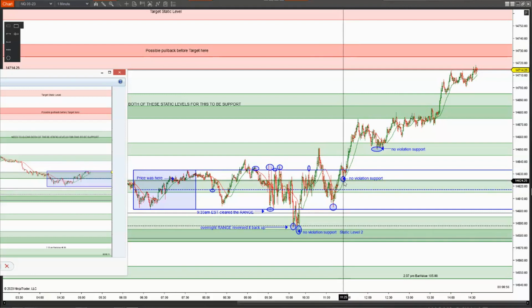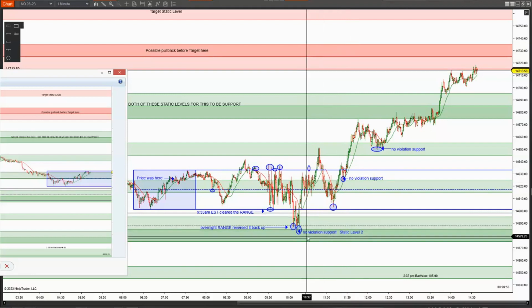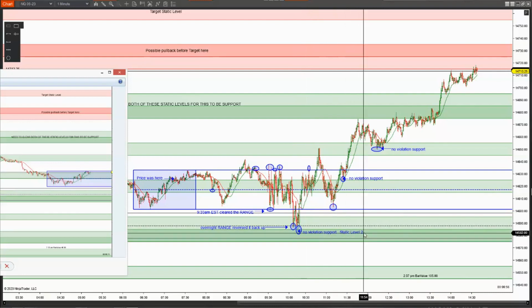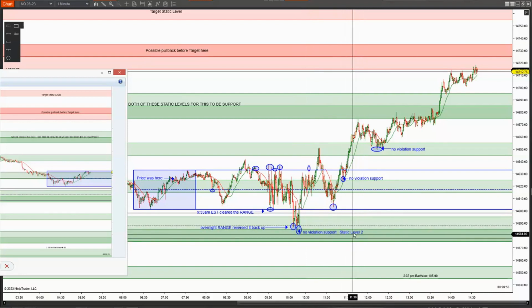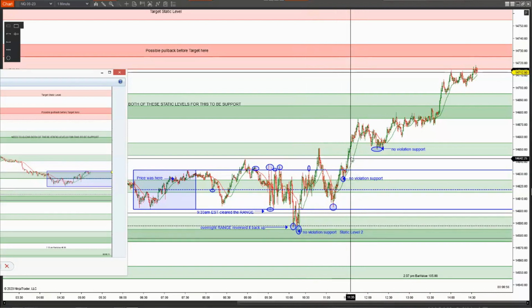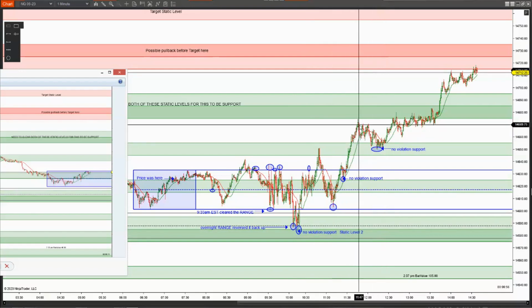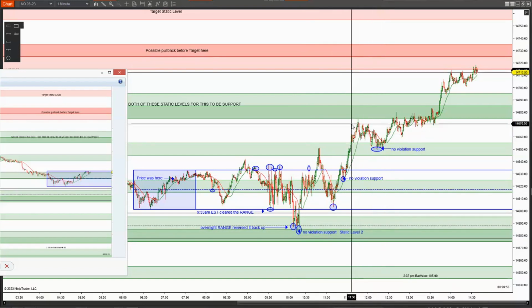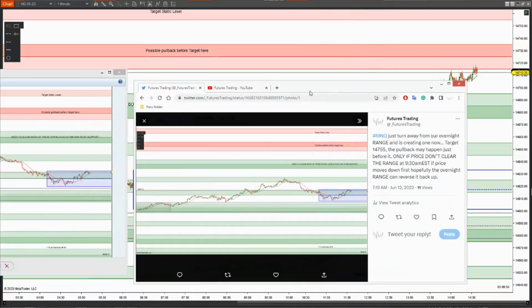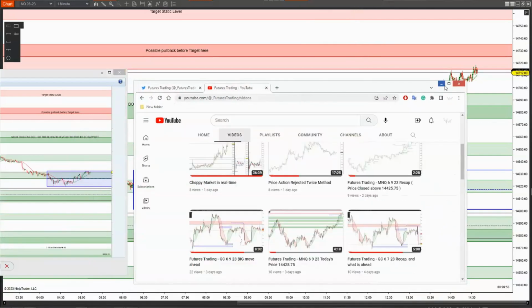So here's the no violation support. They did it here. No violation support. This is static level 2 here. This is the second one. I'm not going to go into the specific numbers for you. You can watch the video with that information as well. I'm not going to go in that portion of it, but I'll show you what it looks like.